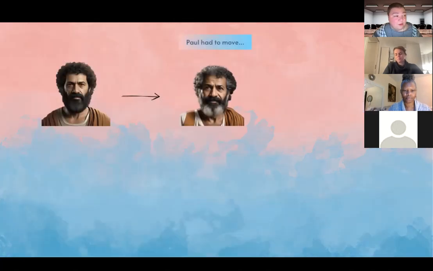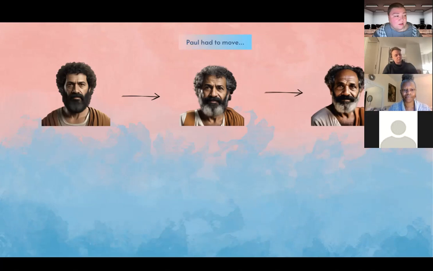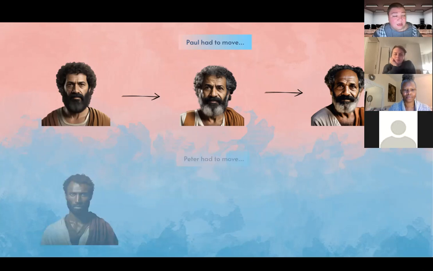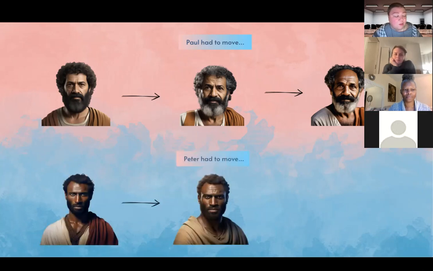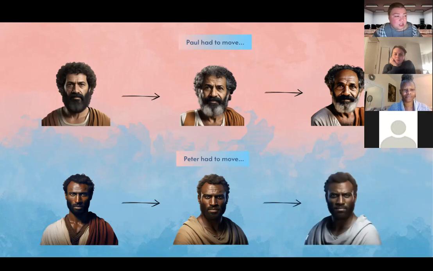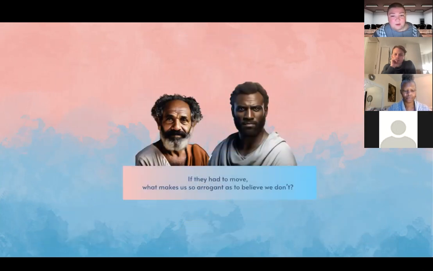Paul had to move from viewing believers of Jesus as a Jewish cult that posed the threat of heresy, and discovering that Jesus was the very Messiah he'd been waiting for all his life. Peter had to grow. He had to be taught through elaborate demonstration that Gentiles were just as much the children of God as the Jews. And he still fell back into old habits and thinking and had to be reminded and corrected repeatedly. Consider these two names. If they had to move, what makes us so arrogant as to believe we don't?